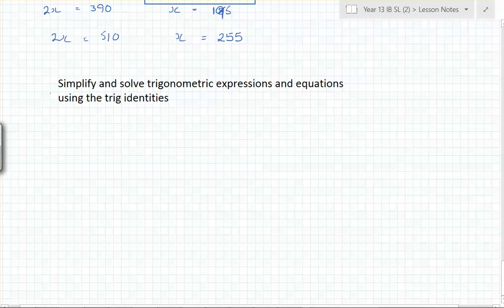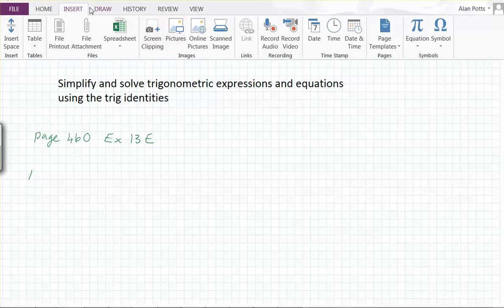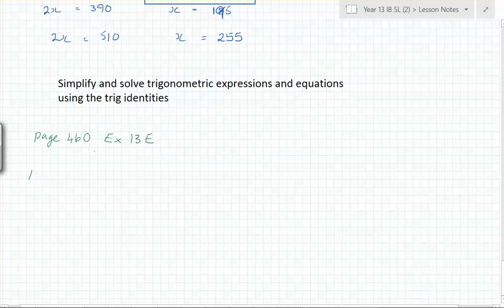Right, okay, so we're on page 460. We'll look at exercise 13E and we'll have a look at question 1. We'll do all of it. In the question, it says that sine theta equals 5/6. And then it asks you, using that, well actually there's another piece of information, we'll discuss this, where it says theta is between 0 and 90.